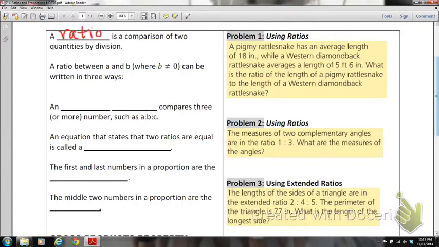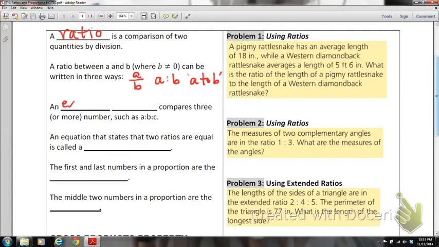It can be written in three different ways. A ratio between A and B, where B is not equal to 0, could be written as a fraction. It's probably the most common form that we see. Could be written with a colon, two dots in between the A and the B. And it could just be written with the word to, A to B, written in the middle of the two quantities. So those are the three common ways of writing a ratio.